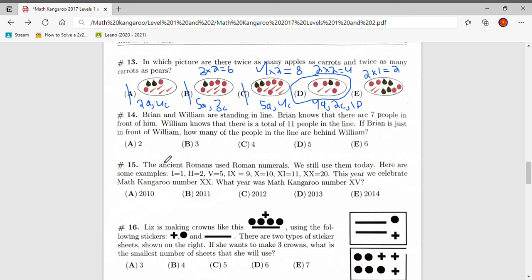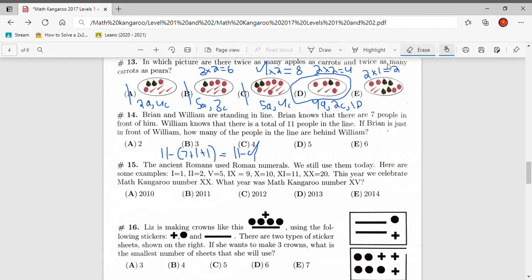So there are 11 in total, and we have to subtract 7, because that's how many people are in front of Brian, plus 1 for Brian, plus 1 for William. After we solve, we get that this is equal to 11 minus 9, which is equal to 2. So the answer for number 14 is A.